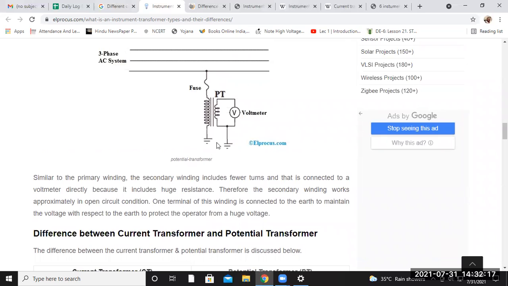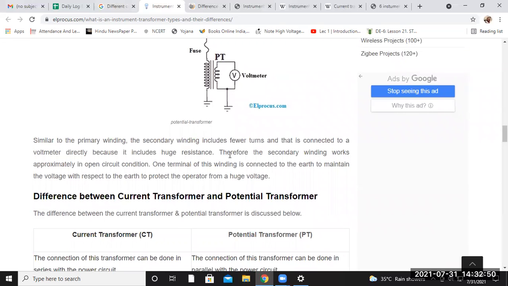If it is not connected to the earth, then a much higher voltage will flow through this transformer, and the operator operating at this site on the potential transformer can easily get shocked with electricity. That's why we need earthing for this potential transformer. So this is the main connection diagram of your potential transformer.